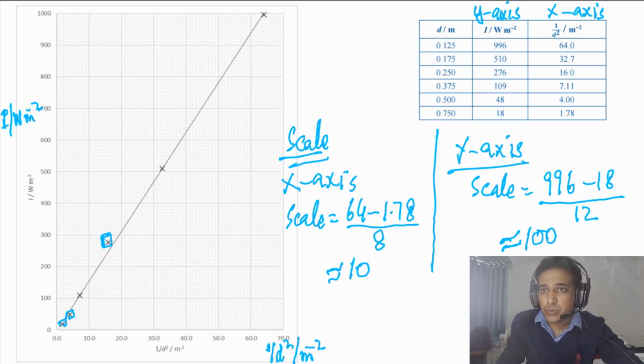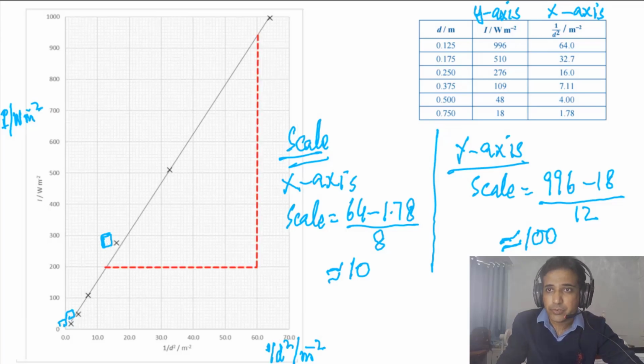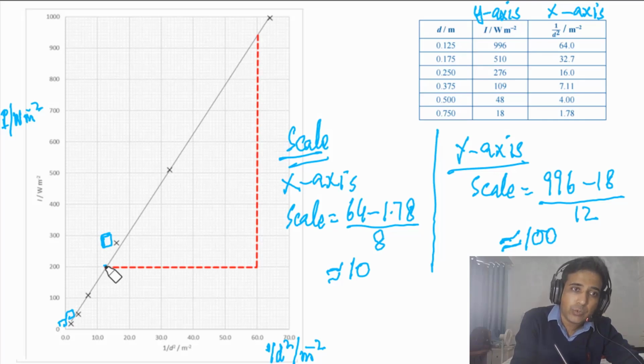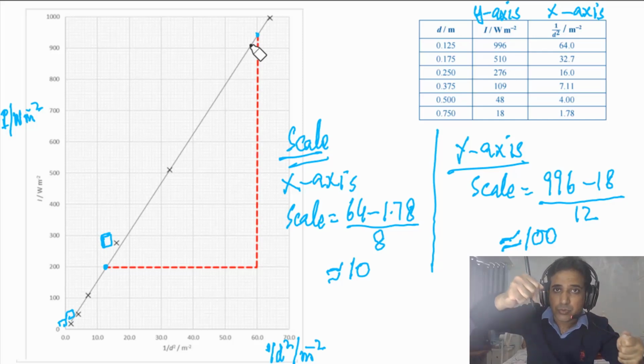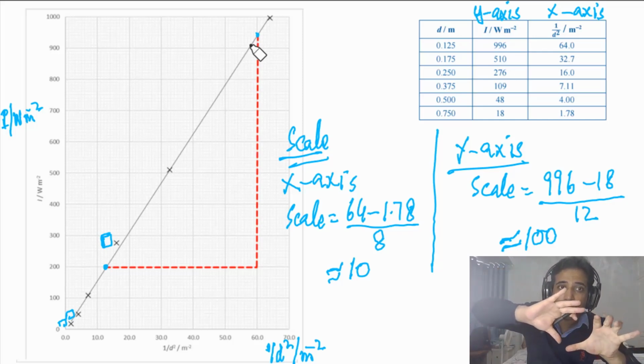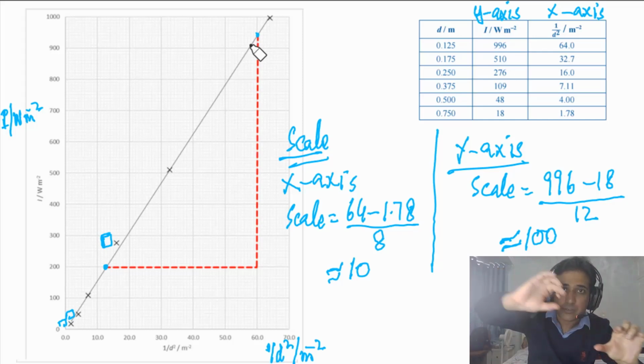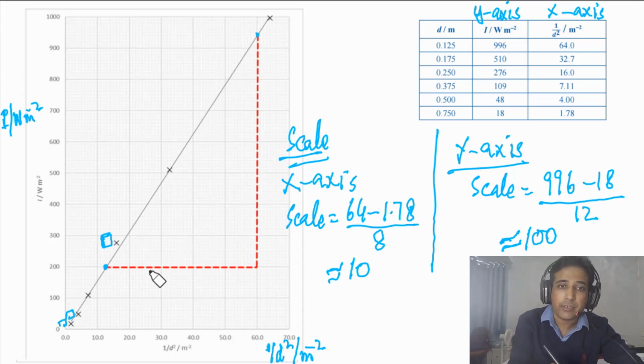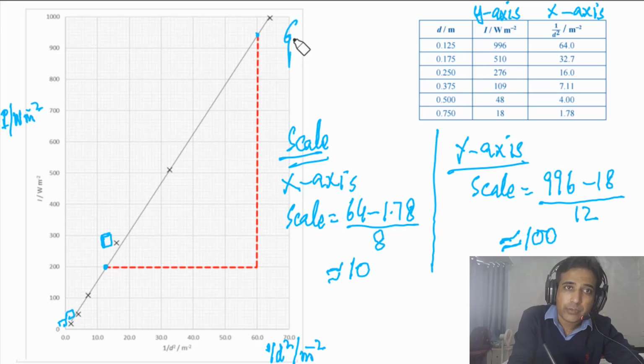Next thing we need to do is calculate the gradient. In order to calculate the gradient, we can simply draw this triangle. You can take any 2 points on this best fit line, and the distance between the points has to be more than half of the length of the best fit line. So these 2 points we can take. Now we need to calculate the gradient. So we can simply calculate the gradient now.